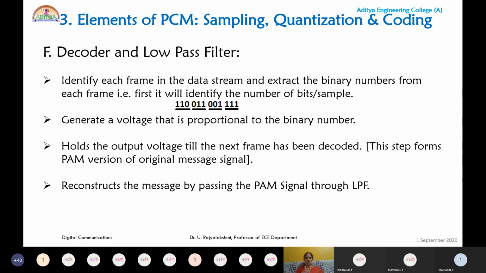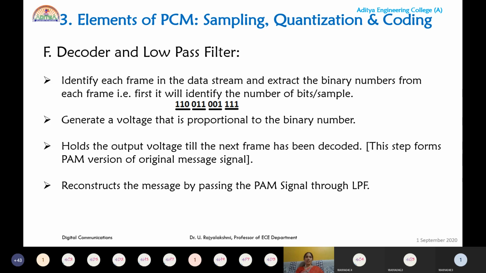What is the voltage of 110? The voltage value of it is 6. Yes. 011 is 6, 011 is 3, and 001 is 1 volt, 111 is 7 volts. Like that it is divided. Yes, 111 is 7. Okay, like that the particular sequence is first converted, divided into frames.